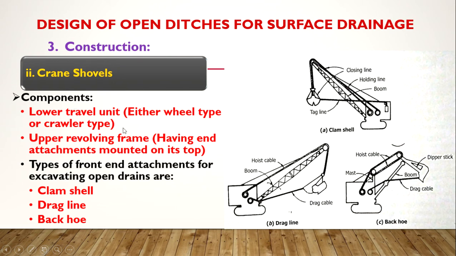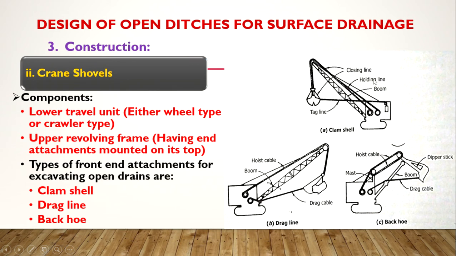And the second thing is the upper revolving frame, which is given as an attachment to this tractor. So there is a tractor and an attachment. So these are the two parts. And the attachments can be of three types: clamshell, drag line, and backhoe. These are three attachments that can be attached to the tractor to make these open ditches.